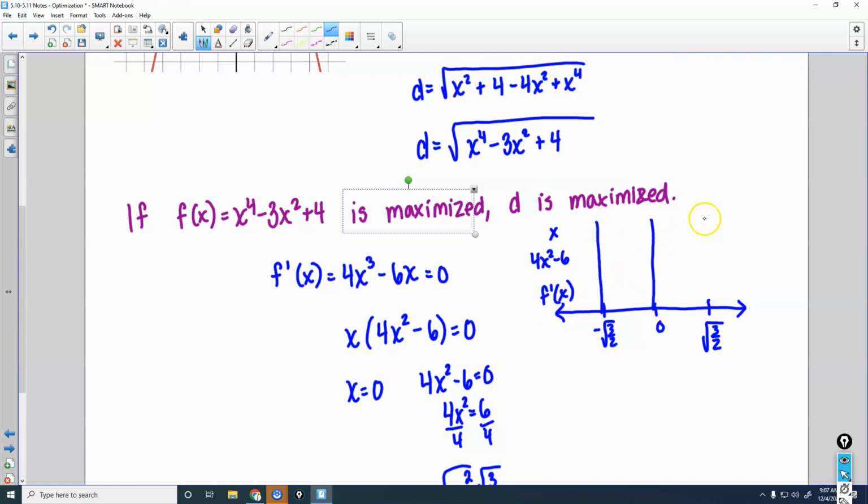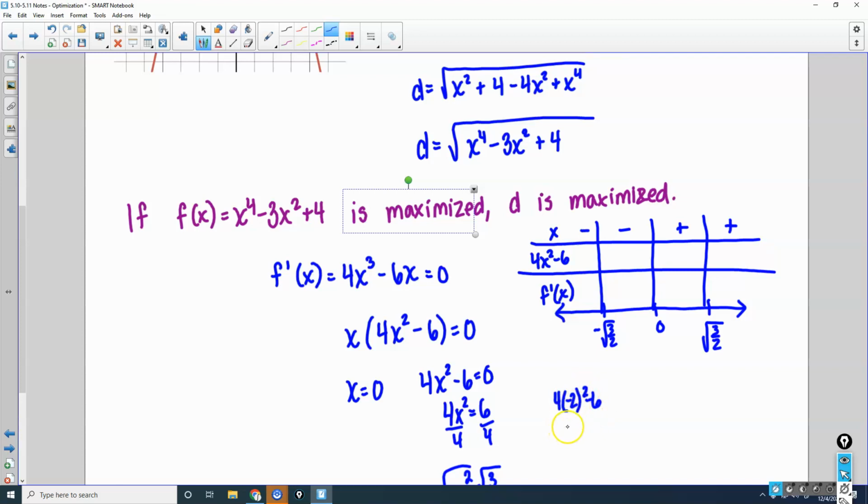So the row for x is just going to be negative, negative, positive, positive. 3/2 is 1.5, so the square root of 1.5 is going to be bigger than 1, but smaller than 2. So if I plug in like -2 right here, 4 times -2 squared minus 6, when you square that -2, it's positive. 4 times 4 minus 6 is going to be 16 minus 6. I'll get a positive right there. But if I plug in like a -1, I will get 4 minus 6. I'll get a negative. Right here, I'll also get a negative. And then I will get a positive over here. And so this is going to give me negative, positive, negative, positive.